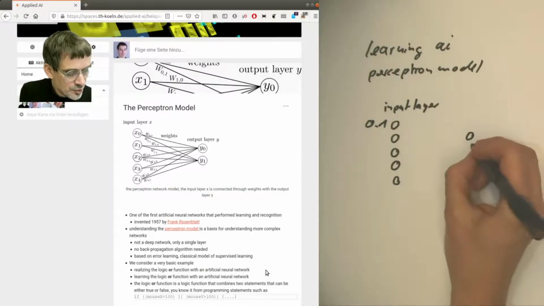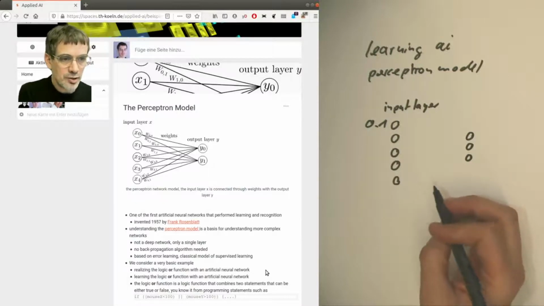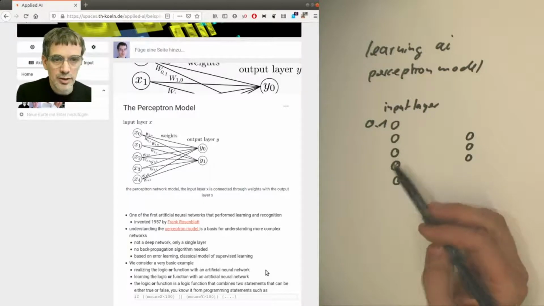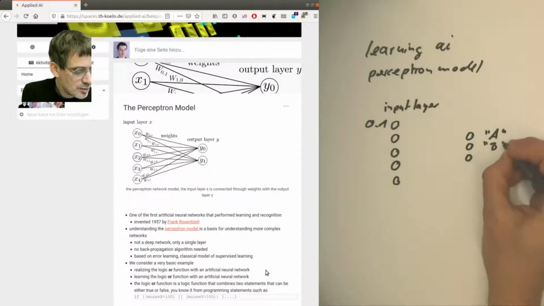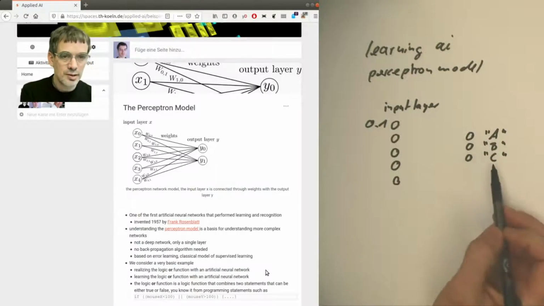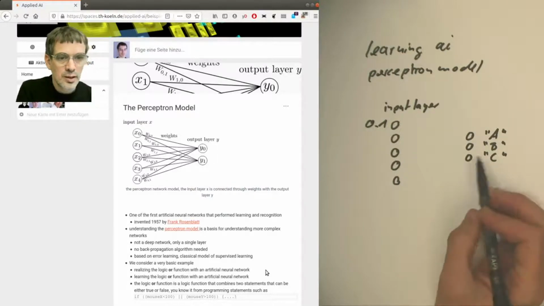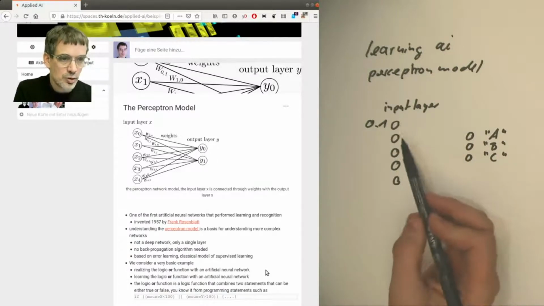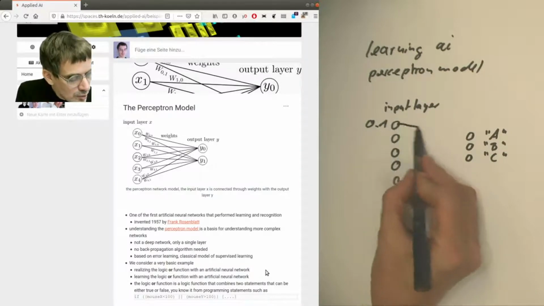The number of nodes of the output layer corresponds to the number of different labels that you have. So if we imagine we had a Perceptron network that would be able to recognize an A, a B, and a C, these three nodes would stand for the A, the B, and the C. And in case the network could also recognize a D, we would have to add another node. In the Perceptron model, we have a densely connected network. That means that every node in the input layer connects to a node in the output layer.